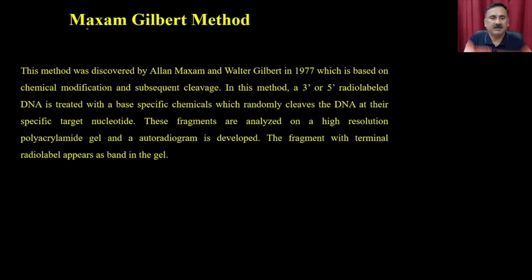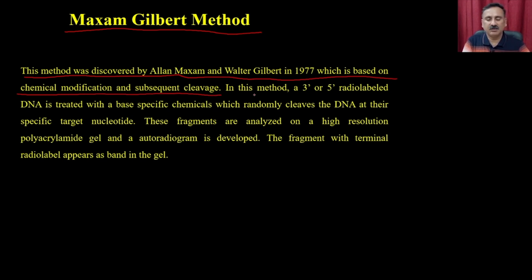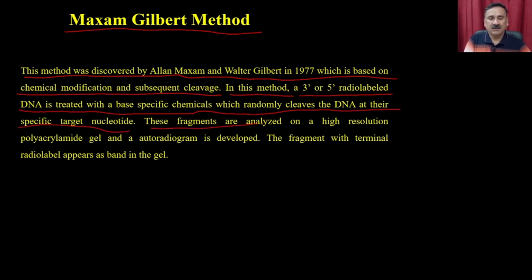Now the second method is the Maxam-Gilbert method. This method was discovered by Maxam and Gilbert in 1977, and is based on chemical modification and subsequent cleavage. In this method, a 3' or 5' radio labeled DNA is treated with a base specific chemical which randomly cleaves the DNA at its specific target nucleotide. These fragments are analyzed on a high resolution polyacrylamide gel and an autoradiogram is developed.